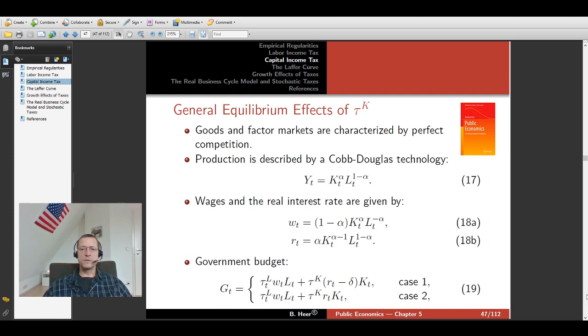And in the final sector of this economy, the government sector, we assume that total government expenditures Gt are equal to tax revenues from labor income taxes and capital income taxes.